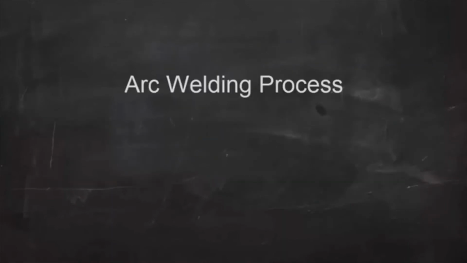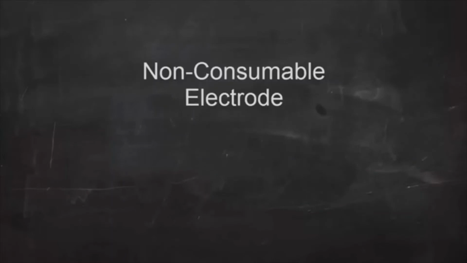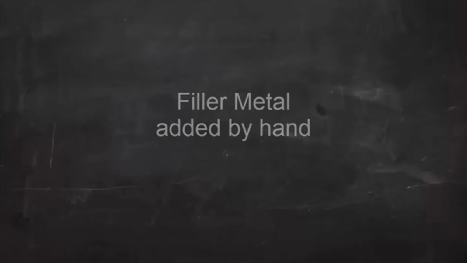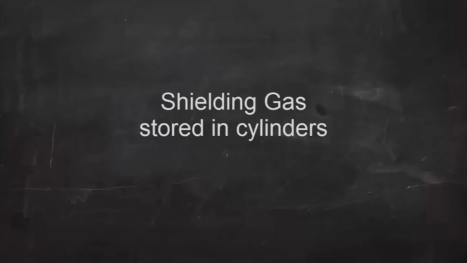So in summary, TIG welding is an electric arc welding process, uses a non-consumable tungsten electrode, the filler metal is added separately in the form of filler rod, and the shielding gas comes from a high-pressure cylinder.